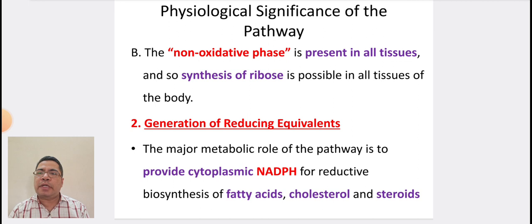The next point is generation of reducing equivalents. The major metabolic role of the pathway is to provide cytoplasmic NADPH for reductive biosynthesis of fatty acids, cholesterol, and steroids.